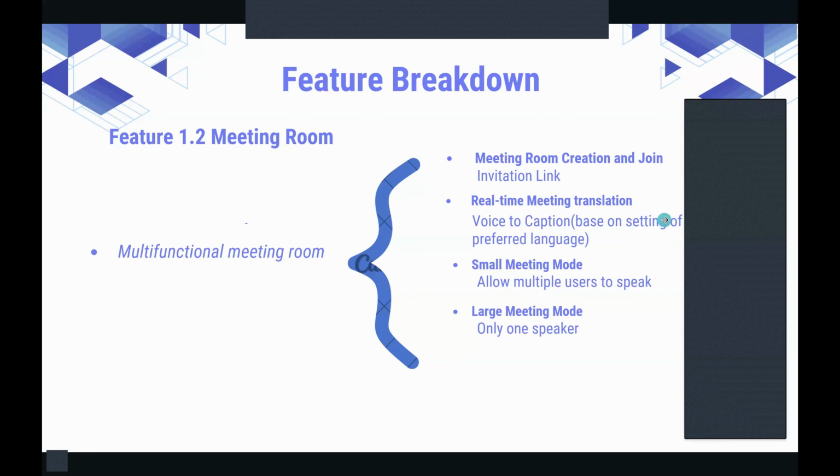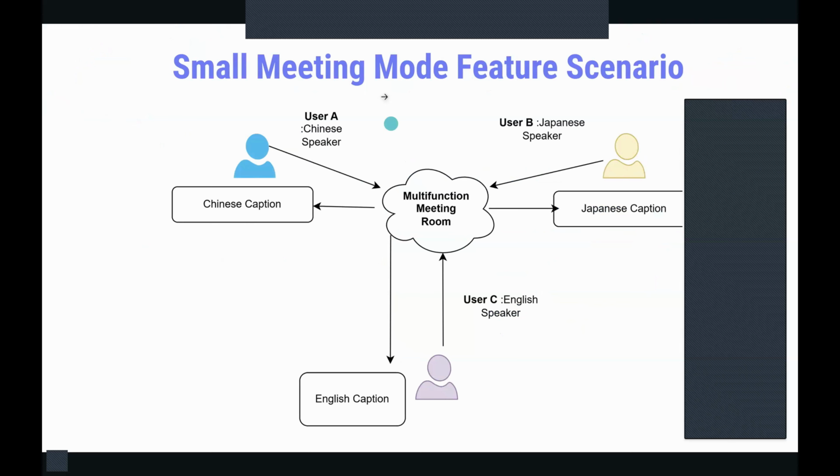So let's see the scenario. That's the small meeting mode feature scenario. There are 3 users in our meeting room, so that's a small meeting room. User A is the Chinese speaker, user B is the Japanese speaker, and user C is the English speaker. At the moment, user A speaks some Chinese in the small meeting room, and then user B, the Japanese speaker, and user C, the English speaker, can see clear captions in Japanese and English on their screens.